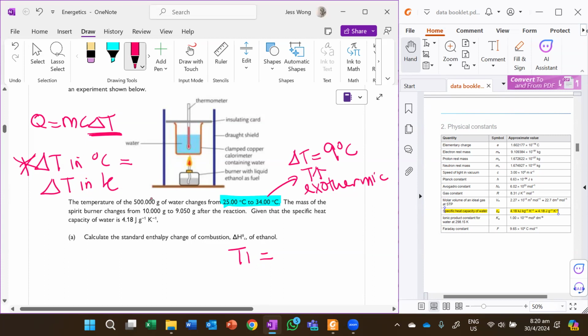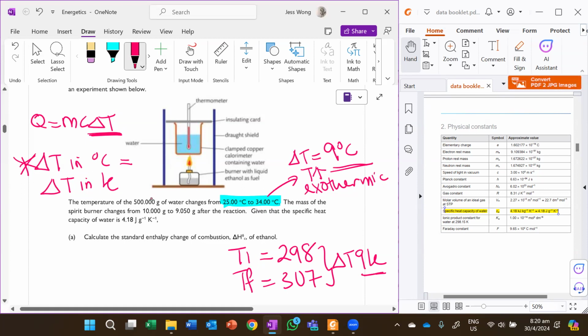So in this case, 25 degrees will be 25 plus 273, so the initial T1 should be 298. And the final T should be 34 plus 273, so it should be 307. Your delta T should be 307 minus 298, which is again 9 Kelvin. So delta T in degrees Celsius is the same as delta T in Kelvin.